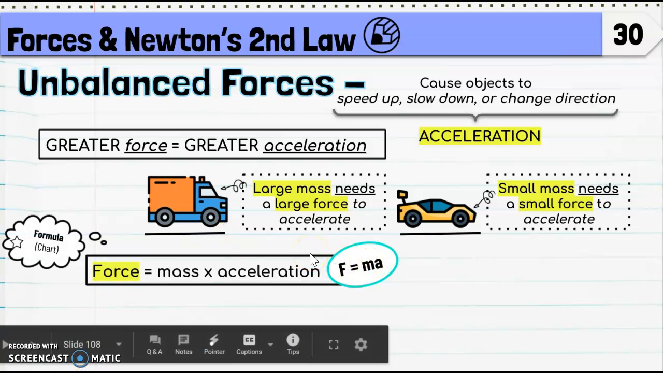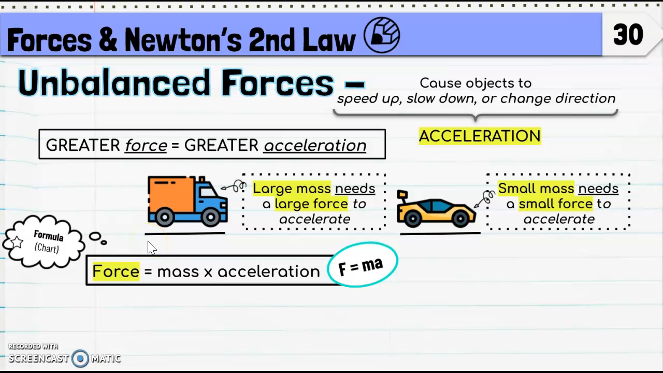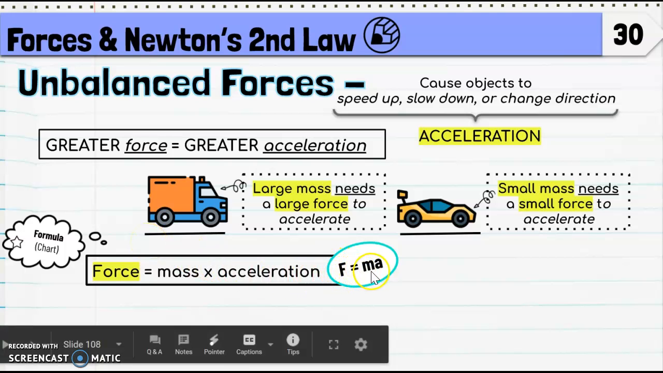With Newton's second law, we said there was a formula, force equals mass times acceleration, or F equals ma. And remember, it can be found on your formula chart. You don't have to memorize it.